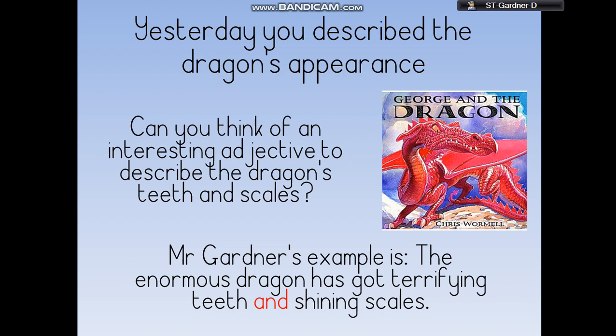Just say it describes to us, doesn't it, about how fearsome this dragon is. And his scales are not just scales, they are shining scales. So when the sun goes on its scales and on its skin, they shine and dazzle, okay? And in red, I've highlighted the word and because Mr. Gardner has used a conjunction. And that puts 2 bits of information together and adds extra stuff to it. So it makes it a bit more interesting to read.